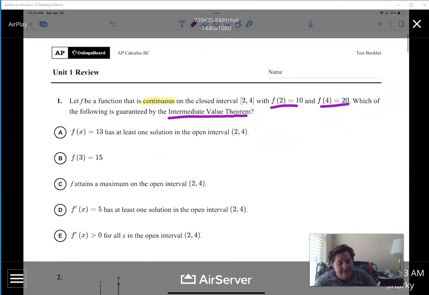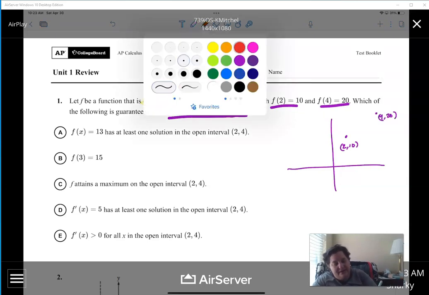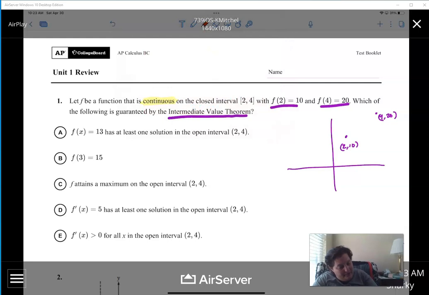Now, I kind of just like to draw these just to get an idea of what I'm doing. If that's the point (2, 10) and that's the point (4, 20), think about this. What it's saying is that in order to go from here to here, it basically has to hit every point in between there. It has to hit every point between 10 and 20 somewhere with an x between 2 and 4. Okay? So let's read through these.